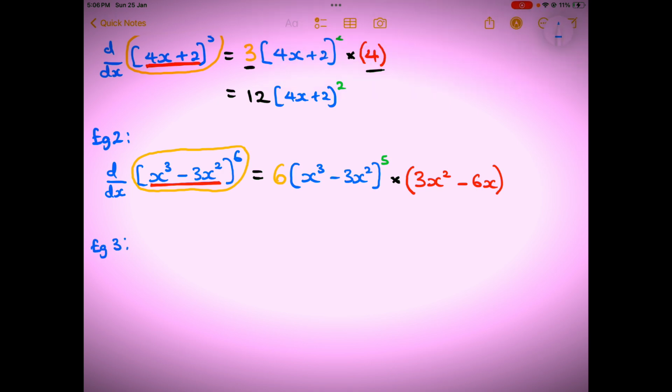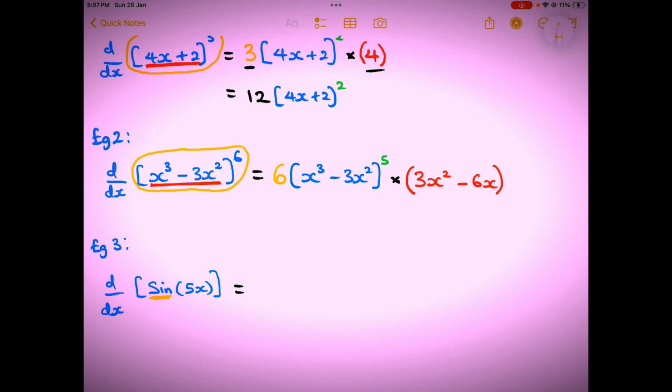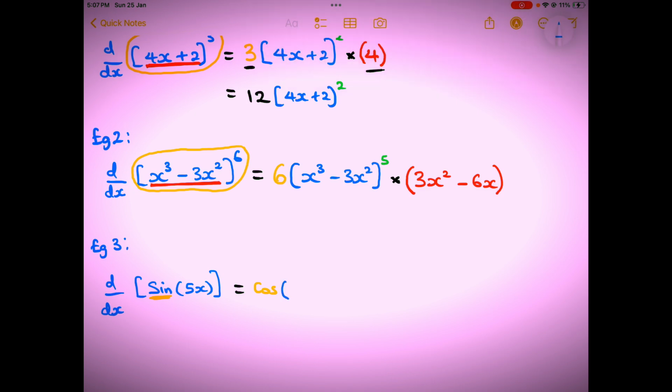Example 3. We are given d dx of the function sine of 5x. So step by step, the outside function is the sine. So when we differentiate sine, we get what? Cos, right? So once you differentiate the outside function, you write the inside as it is.